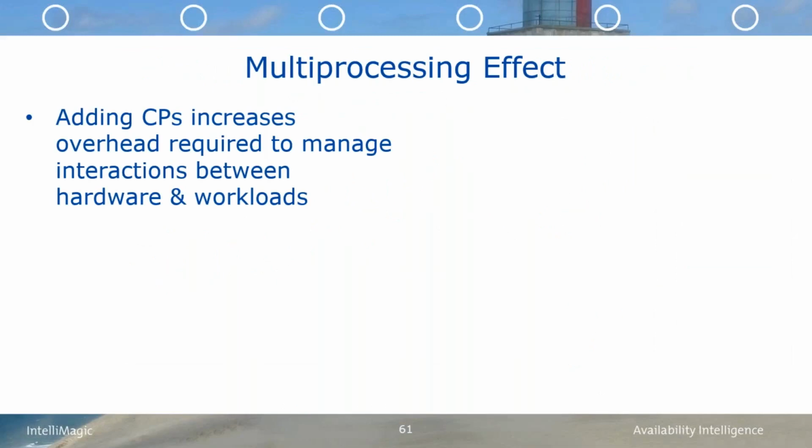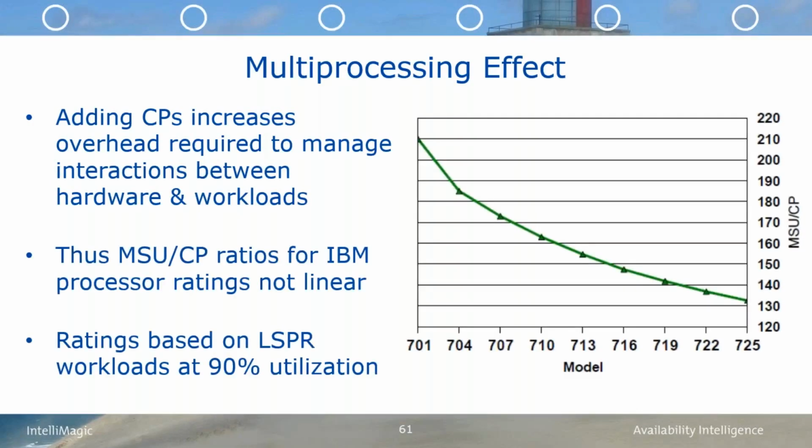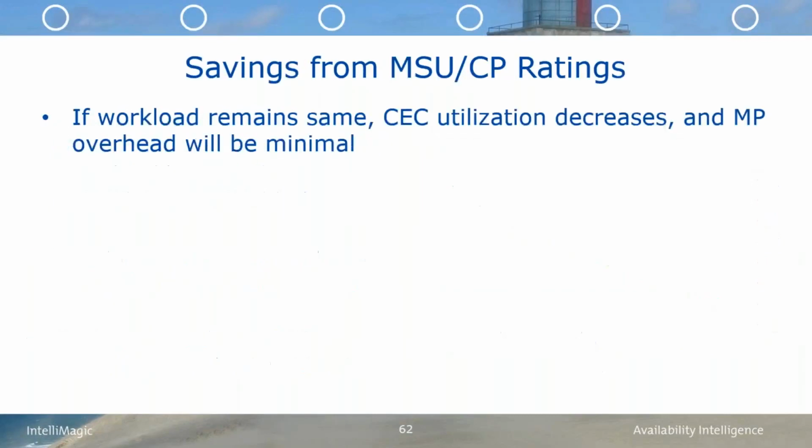Another important factor impacting measured CPU consumption that adds to the business case for acquiring or deploying additional hardware relates to the multiprocessing effect. The MP effect applies to any hardware environment, and reflects the fact that adding cores or CPs increases the overhead required to manage the interactions between physical processors and shared compute resources. So to account for this MP effect when running at high utilizations, the MSU per CP ratios in IBM's processor ratings are not linear but decrease significantly as more CPs are added.